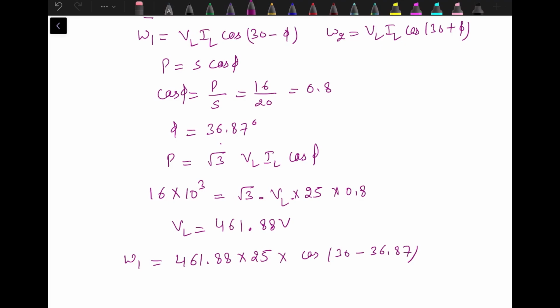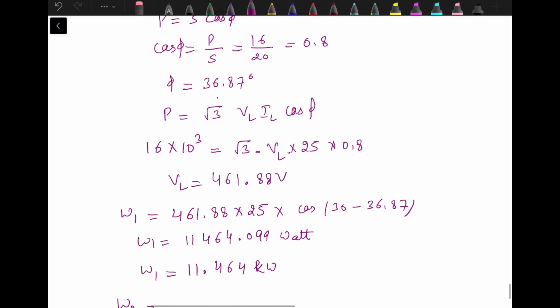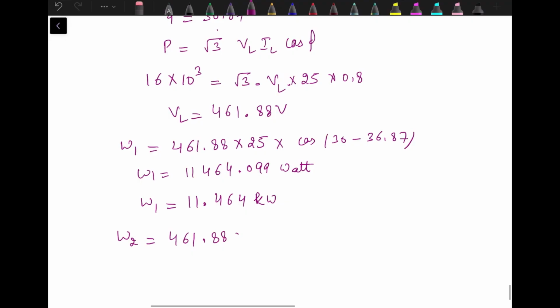Now W1 is equal to VL 461.88 into IL 25 into cos(30 minus 36.87). W1 is 11464.099 watt, and it's better to write this as 11.464 kilowatts. Similarly W2 is VL IL cos(30 plus phi). VL is 461.88, IL is 25, cos(30 plus 36.87). So this gives a value of W2 as 4.54 kilowatt.